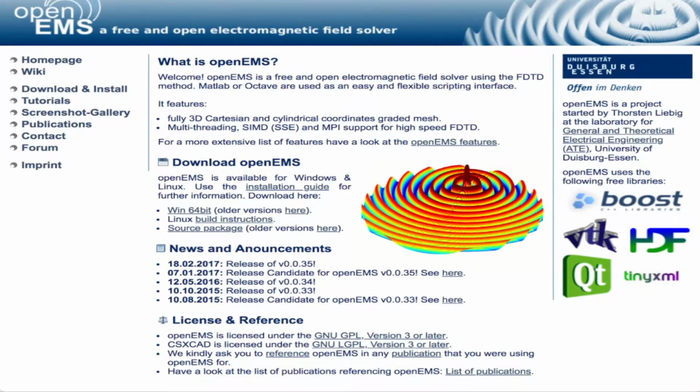OpenEMS is a free open-source FDTD solver. It is very efficient when working in the Cartesian and cylindrical coordinate systems. A component that we will be using for modeling purposes is a C++ library called CSX-CAD. CSX-CAD is also used for deriving the geometrical models and their physical properties.